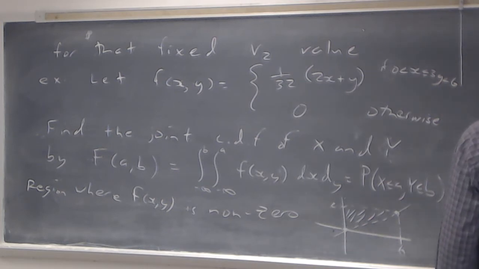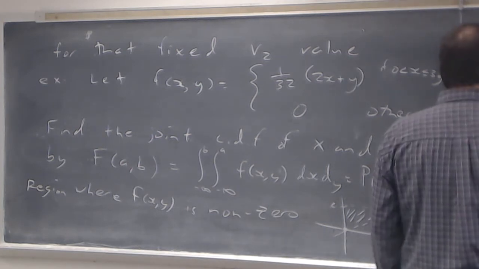So if A is less than 0 or B is less than 0, this is what we're looking at. This part is where A is less than 0. This part is where B is less than 0. The F of A, B, the joint CDF, will be equal to 0. We're not going to do all of the calculations for the joint CDF. We're just going to do part of it to explain how to do the integration of two variables better than what I did.